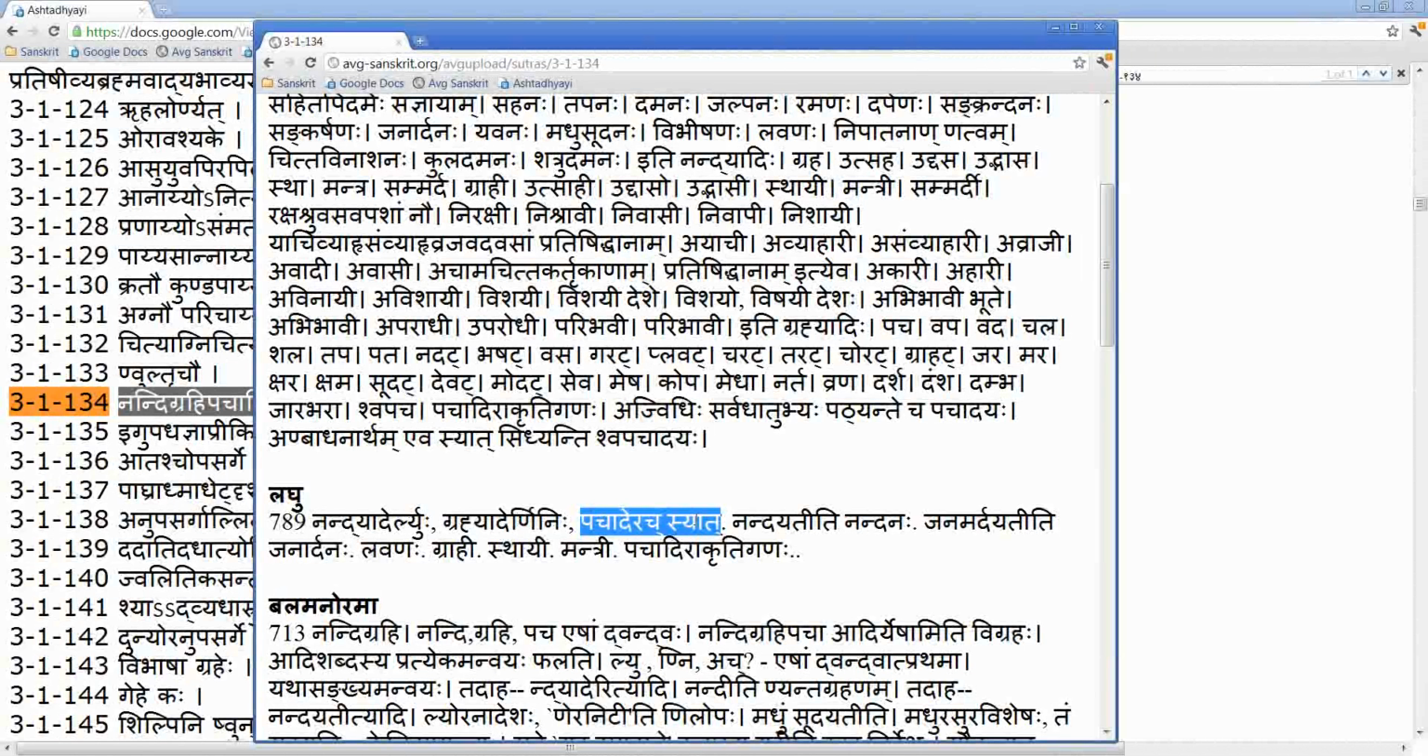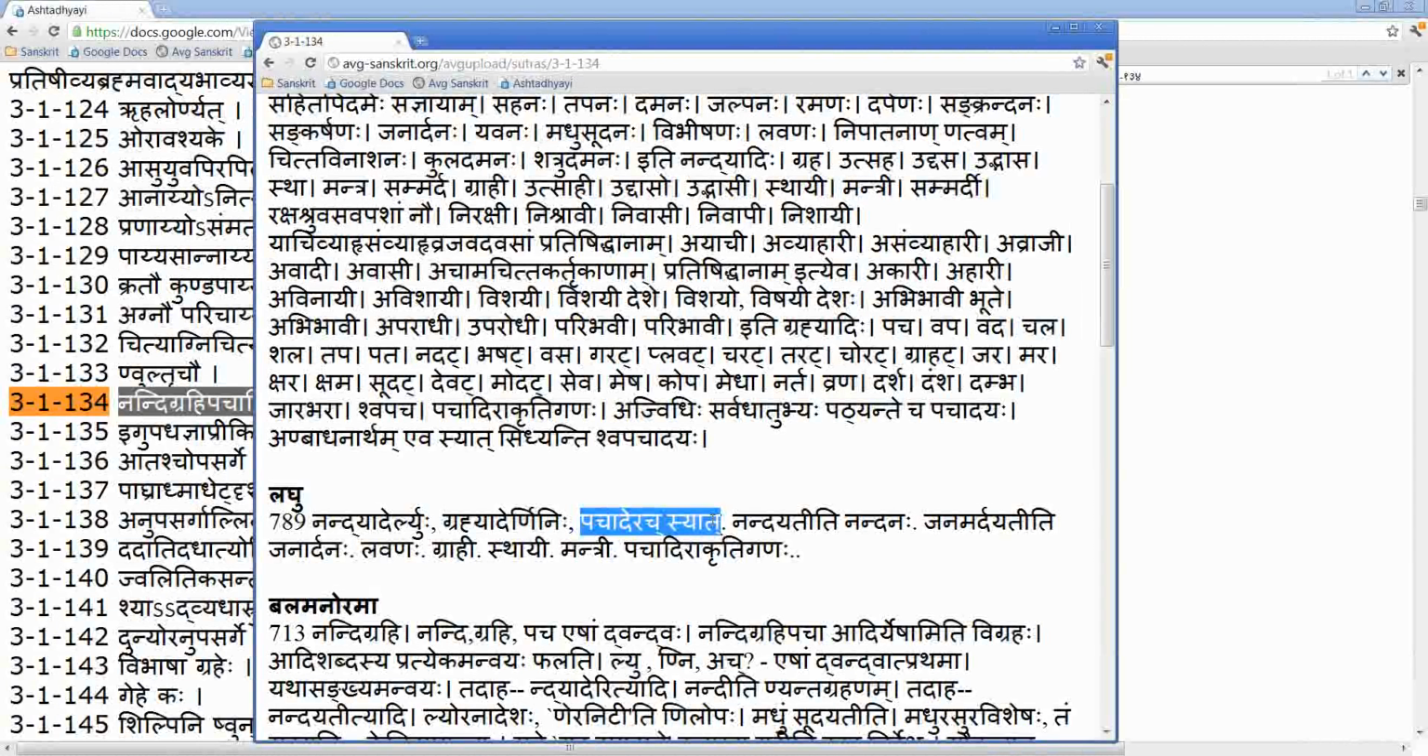And as a default, kartari krit, so the doer of that action. If you have a dhatu in the Nandyadi gana, then the pratyaya used is as prescribed; Grahyadi gana, so graha, etc., Nini; and then Pachadi gana, Ach. Pachadi Ach is a very, very famous gana. Please make a note of it.